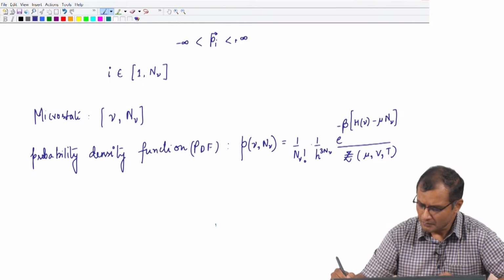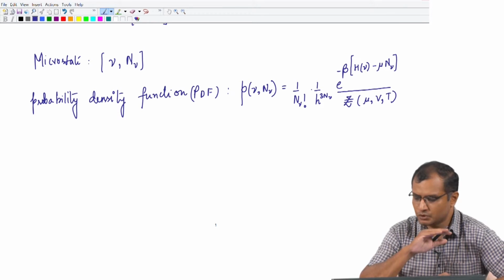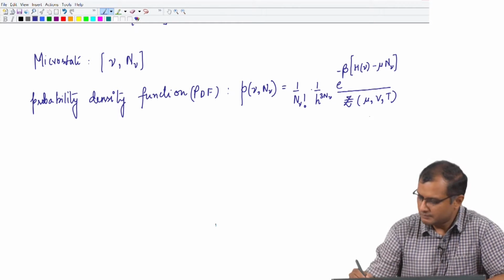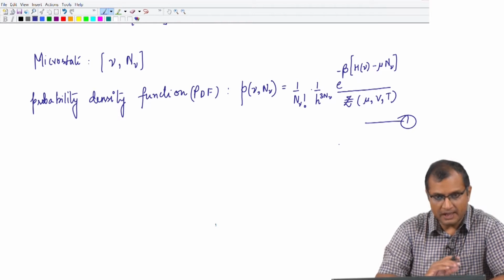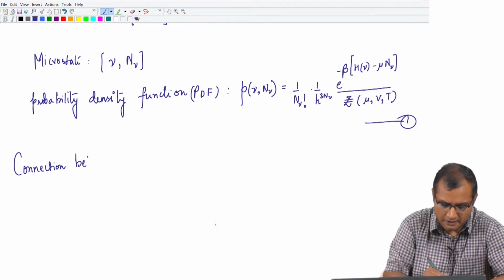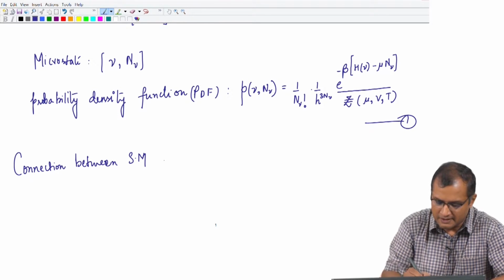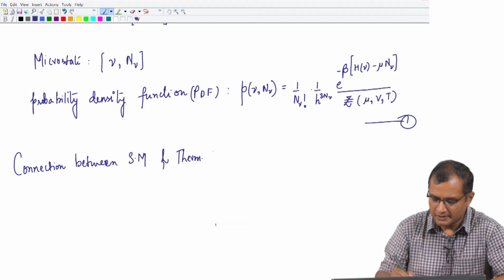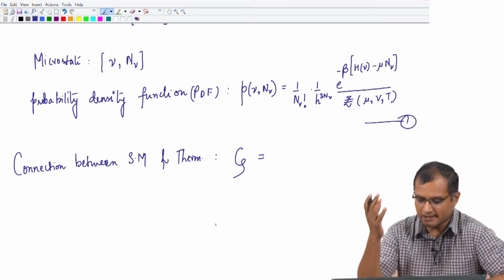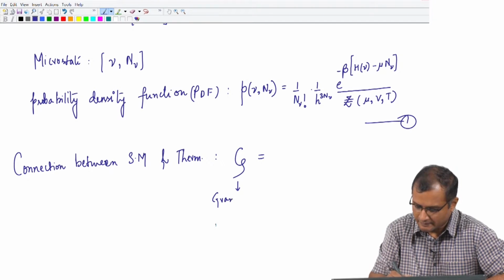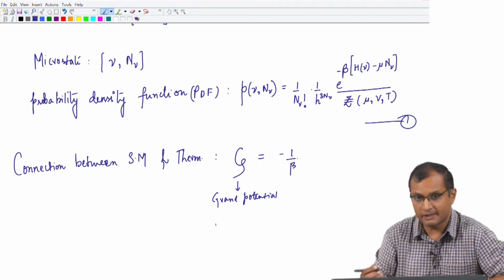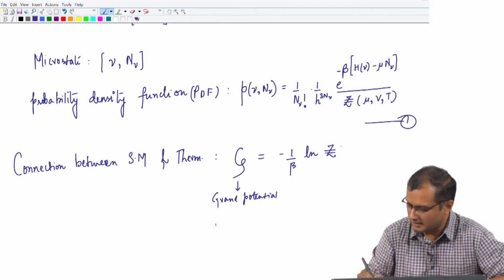Now, I have to find out the partition function for the simple reason that if you remember, we had in the last lecture derived the connection between statistical mechanics and thermodynamics as this very beautiful relationship in the form of an energy scale which we called the grand potential, given as minus kT or minus 1 over beta logarithm of the grand canonical partition function.